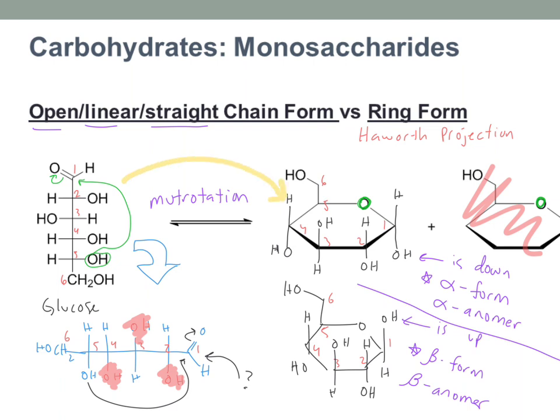And it might be the alpha anomer for a little bit. And then that alpha anomer could open back up to give you the straight chain form. But then maybe when it closes, this time it forms the beta anomer. And then the beta anomer opens back up to give the straight chain form. And then it closes again to do the alpha, and back and forth and back and forth, which is what this double-headed arrow is supposed to mean. And so that process of going back and forth is called mutarotation.